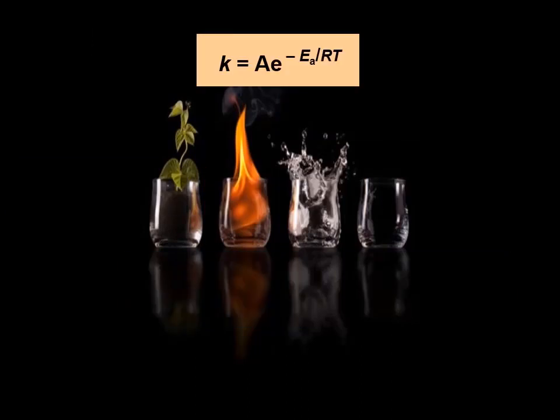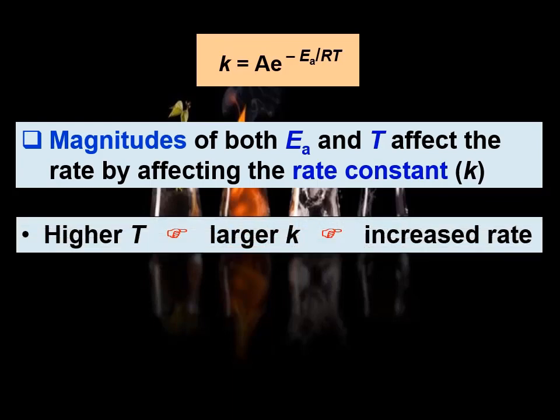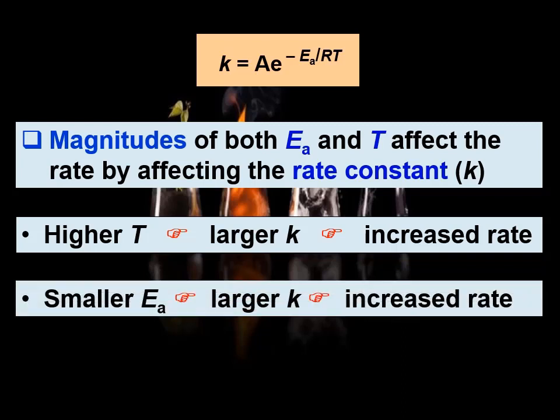From the Arrhenius equation, the magnitude of both activation energy and temperature will affect the rate constant, which eventually affects the rate of reaction. As a conclusion, when temperature is high, the value of k increases, as well as its rate. The same goes when we have smaller activation energy, both rate constant and rate of reaction increase.